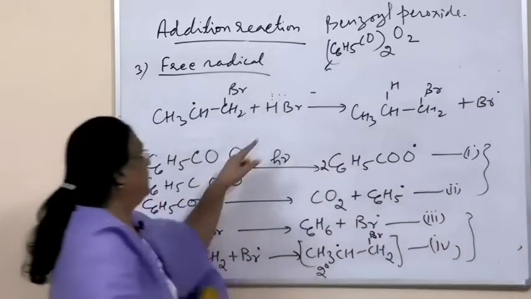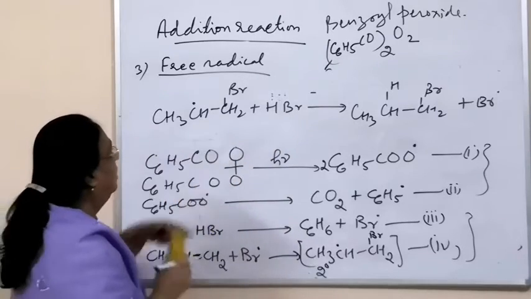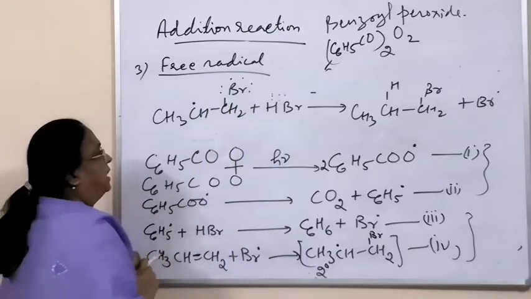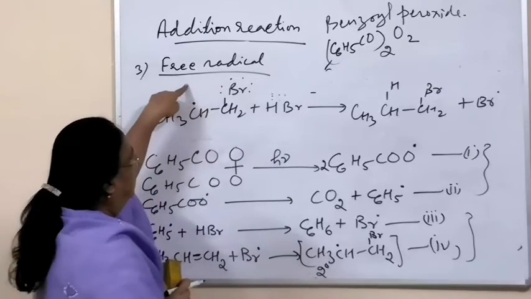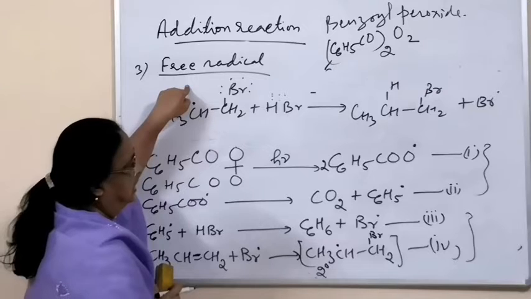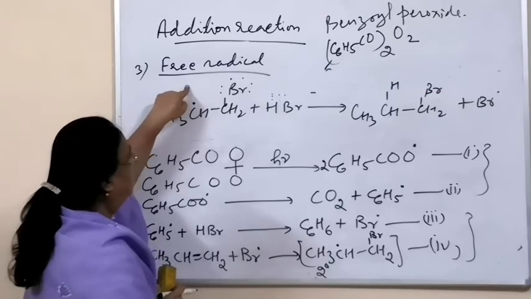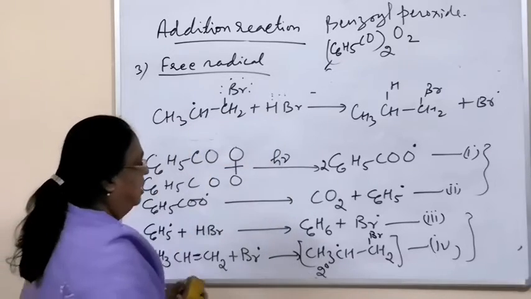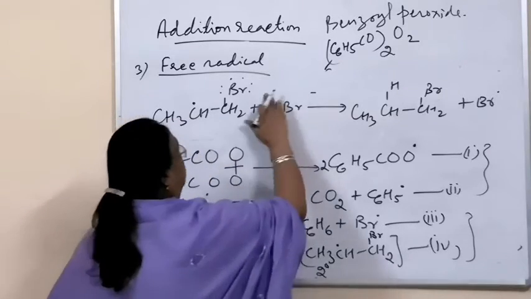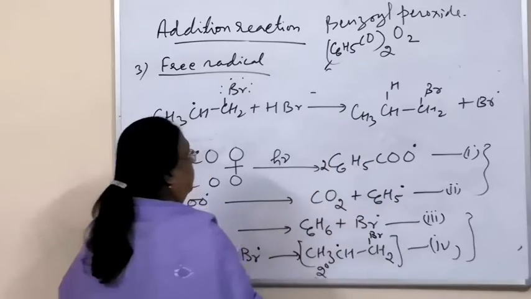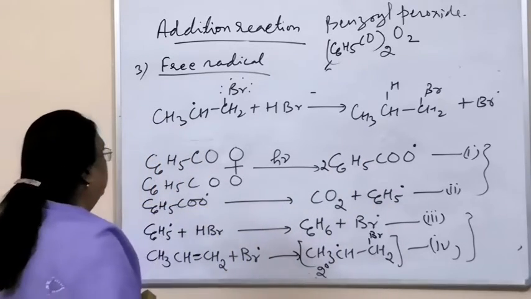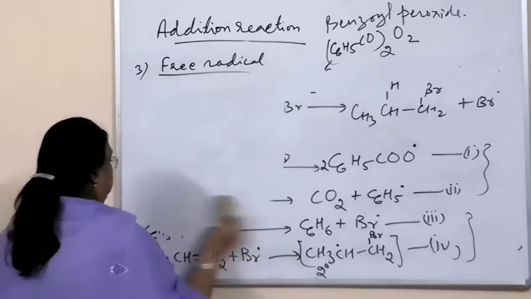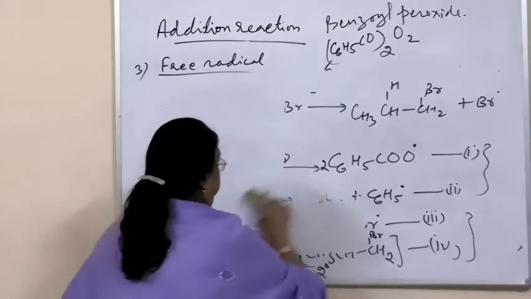You may ask why Br dot will not combine here. It will not combine because this bromine which is attached has 3 lone pairs, another bromine cannot come closer, repulsion forces will act, and therefore hydrogen, having a dot, that is the free radical, will combine. So we'll get the product 1-bromopropane. So this is the mechanism of a free radical addition reaction.